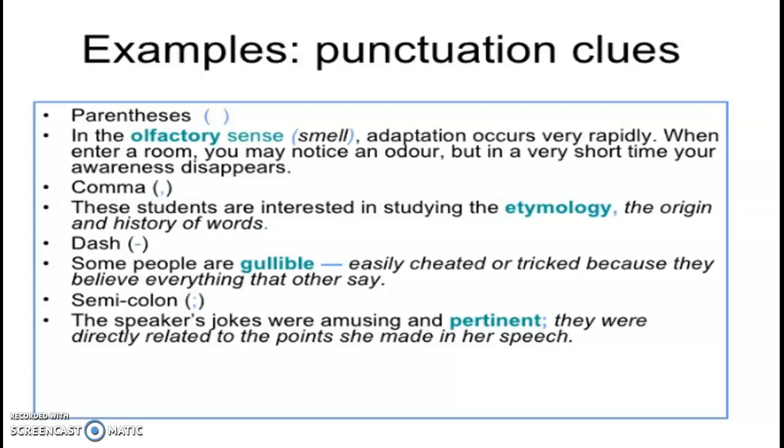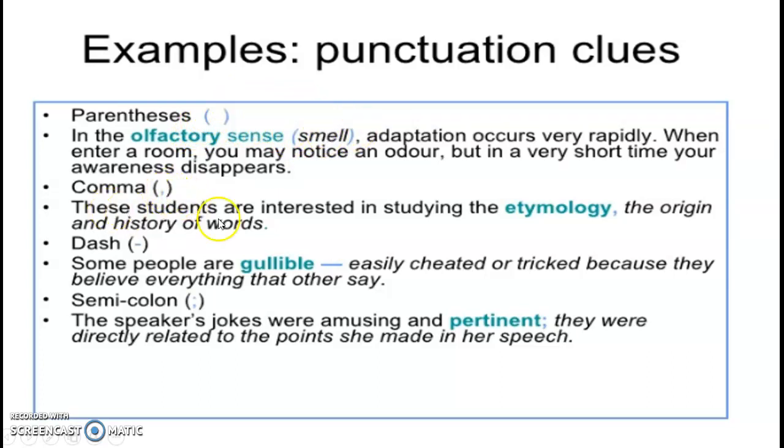So punctuation indicates something. We have parentheses, commas, dashes, semicolons, or periods, etc. So parentheses indicate that you are going to specify something, okay? For example here, in the olfactory sense, so we put in parentheses a smell. So we are like giving a synonym, we are giving an idea of what this is. So parentheses indicate that the word that you have before is already explained inside of the parentheses.